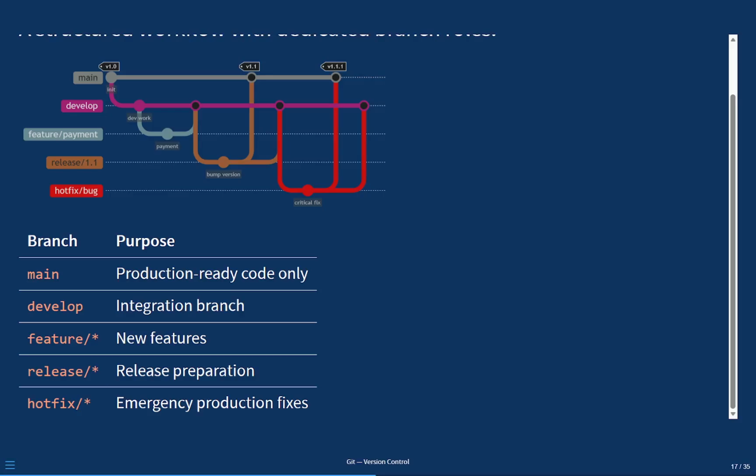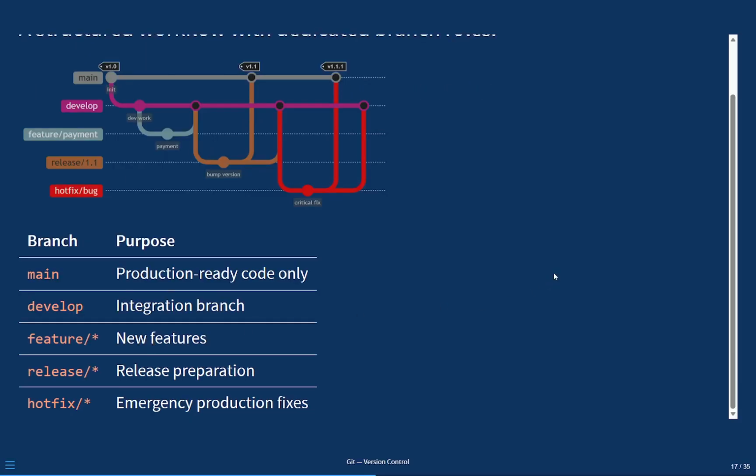The table at the bottom summarizes the role of each branch type. GitFlow can feel heavyweight for smaller teams or projects that deploy continuously. The feature branch workflow or trunk-based development might be a better fit in those cases. But for projects with scheduled releases, GitFlow provides a very clear, predictable structure.